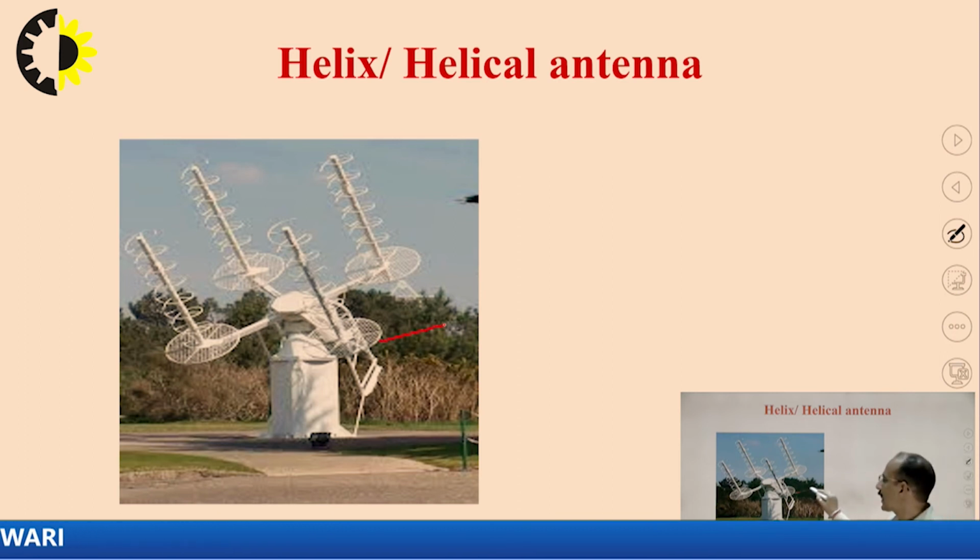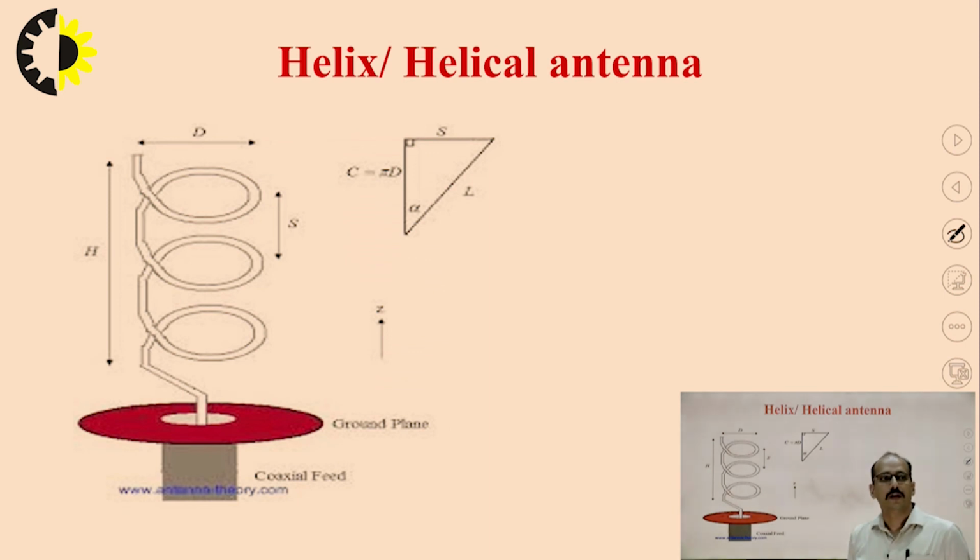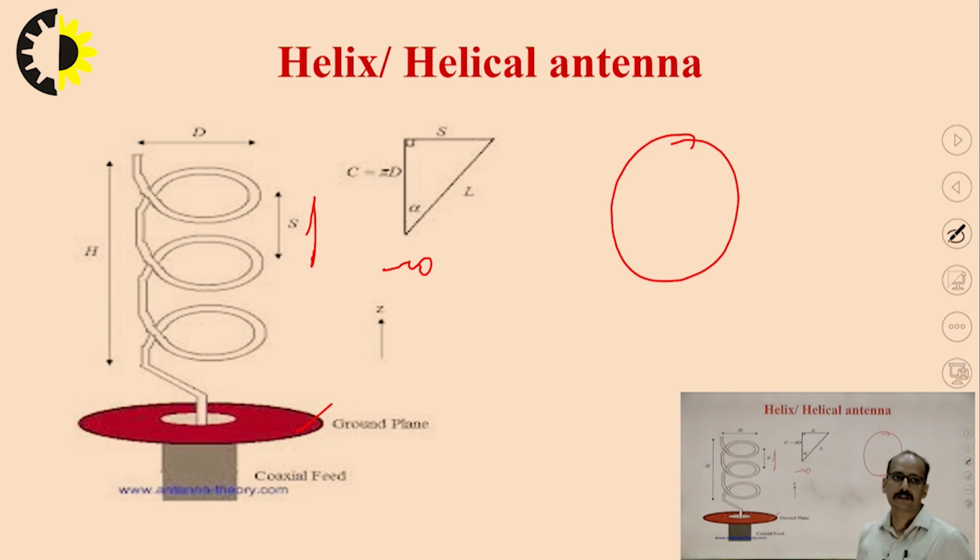This is the ground plane, this is the radiation part, and you can see that this is a group of helical antennas, means it is a helical antenna array. If you take this example diagram, this is the ground plane and these are the turns. If you make the spacing between two turns equal to 0, it will become a loop antenna. Or if you make this alpha angle, the angle which is creating the loops, 0, it will become a straight line, means it will become a dipole antenna.